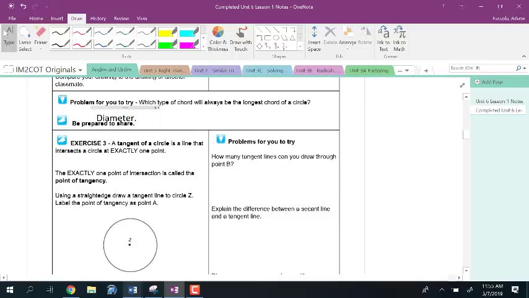Now we're going to look at a tangent to a circle. A tangent is a line, again, that intersects the circle, this time at exactly one point. So we would use our straight edge to create a tangent line that intersects circle Z at one point. Then if we pick another point on the circle, point B, how many tangent lines could we draw through point B? Using our straight edge, we would discover that the answer is exactly 1.